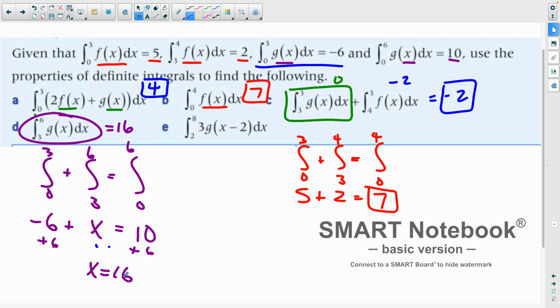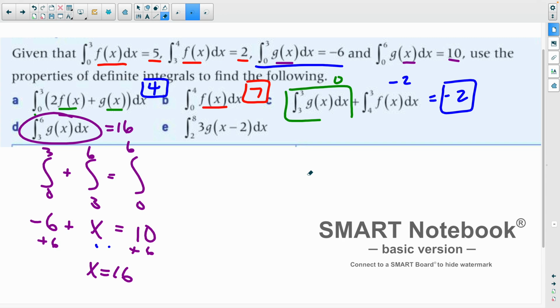All right, here we go. Got 2 more. Got one that's on here, and then I'm going to make up one because I need to show you something else that they didn't include in this problem. Give you just a second to look at E. Kind of analyze it, see what you see.